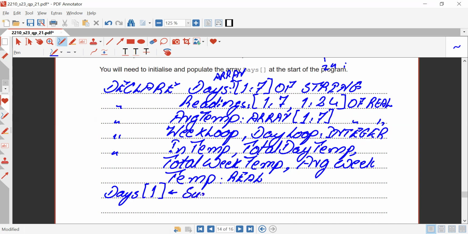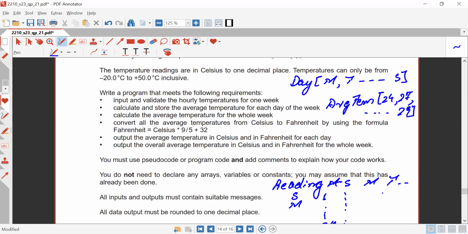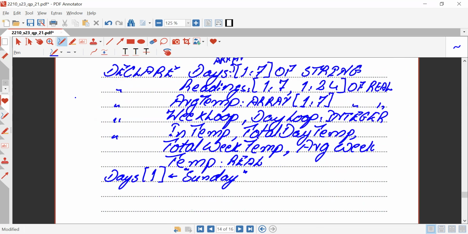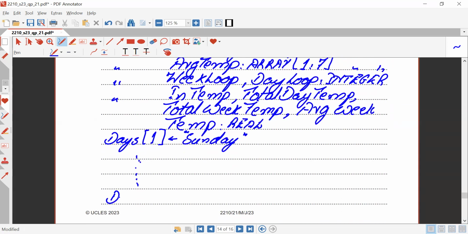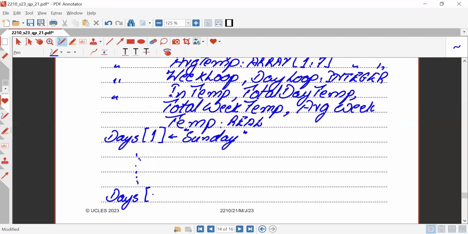Now why have we taken Sunday? Because in the example they have already given us that the fourth day is Wednesday. It was right over here. Yeah, if Wednesday is at index 4, that means at index 4 it will be Wednesday. Similarly for 2, 3, 4 till day 7. Was it day or days? No, it was days. Day 7 will be Saturday.